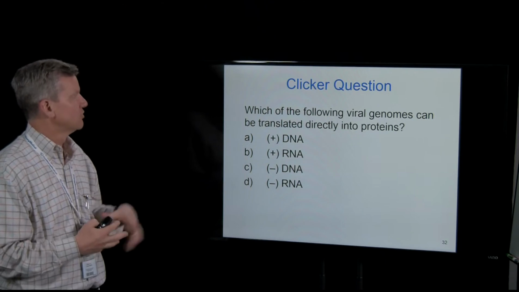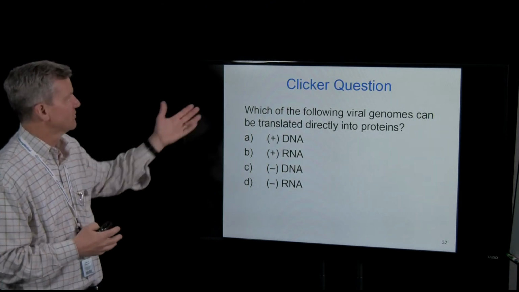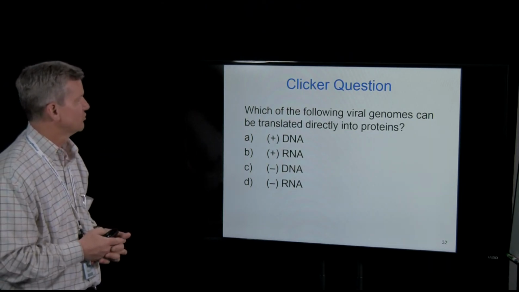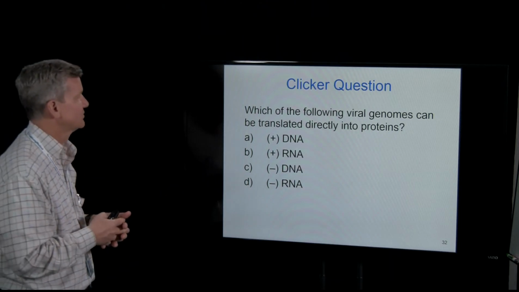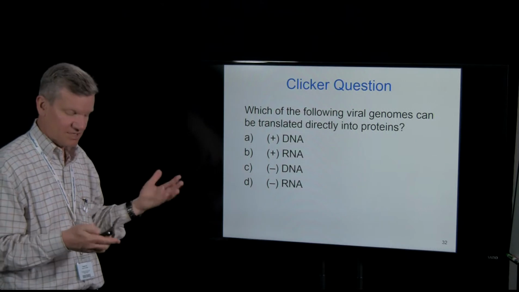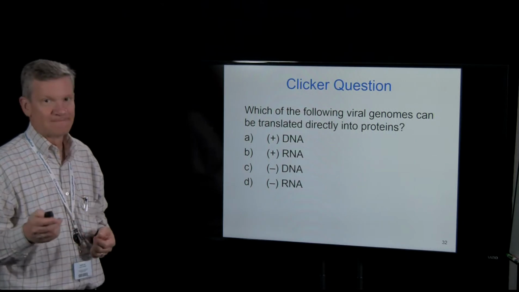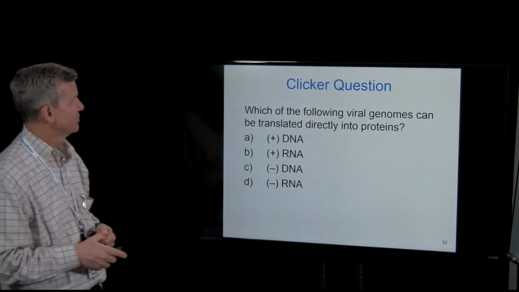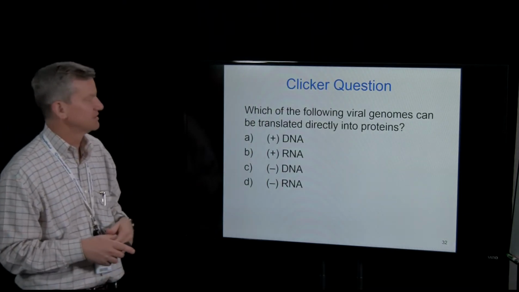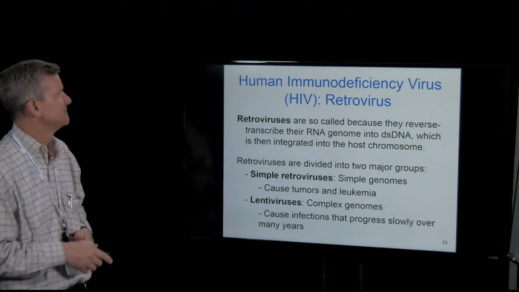So clicker question here: which of the following viral genomes can be translated directly into proteins? Similar to a previous question that I've asked. So go ahead and stop this, test yourself. I didn't put the answer in here, but of course the answer is positive sense RNA.